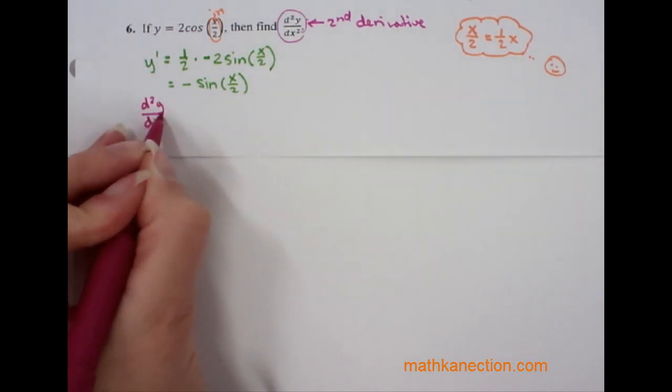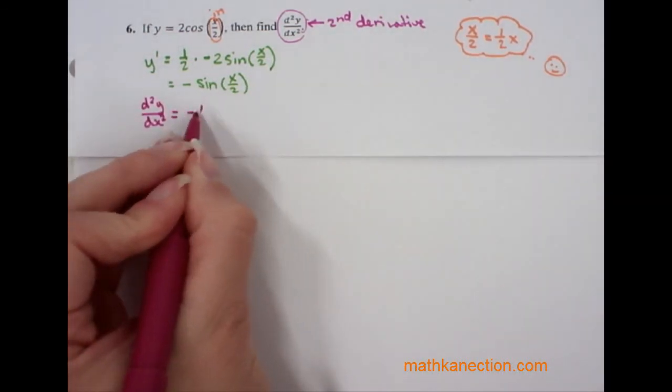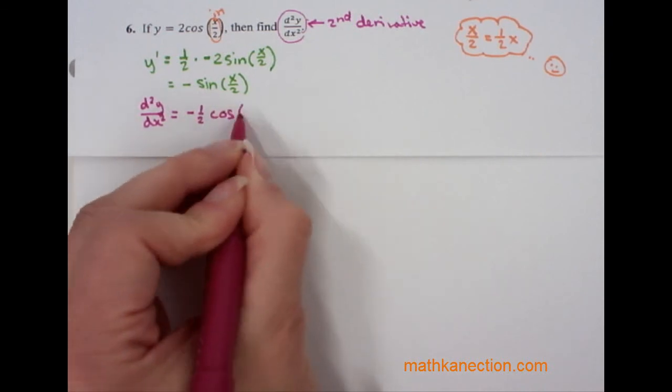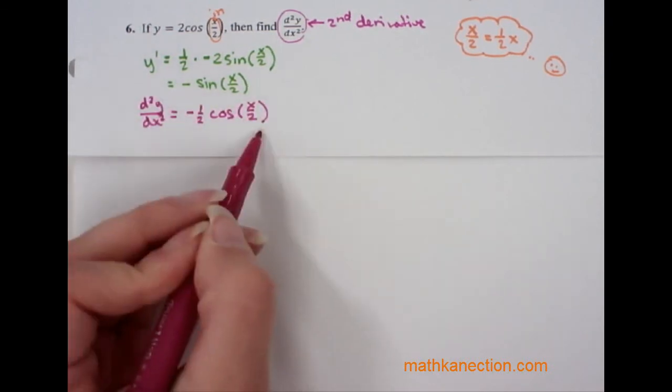Now to do the second derivative, chain again. Derivative of the inside is going to be 1/2. Derivative of the outside is going to be cosine. Keep the inside the same.